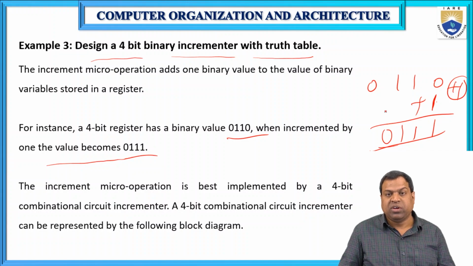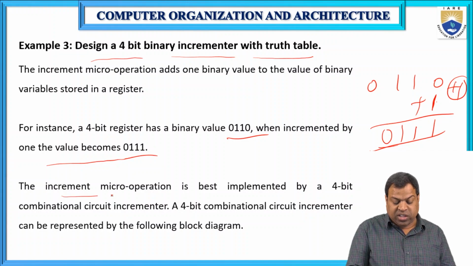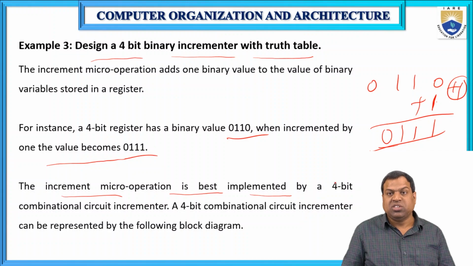How we are designing, we will see it now. The increment micro operation is best implemented by a 4-bit combinational circuit incrementer. A 4-bit combinational circuit incrementer can be represented in the following block diagram.